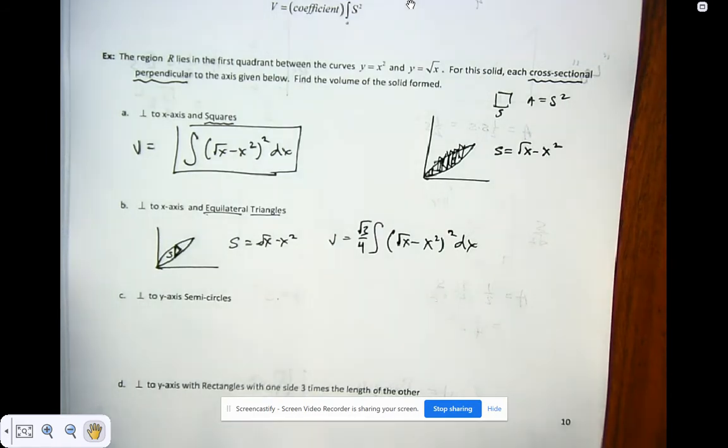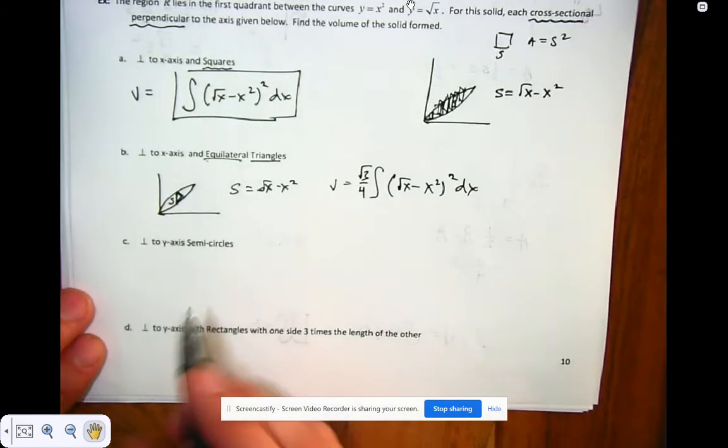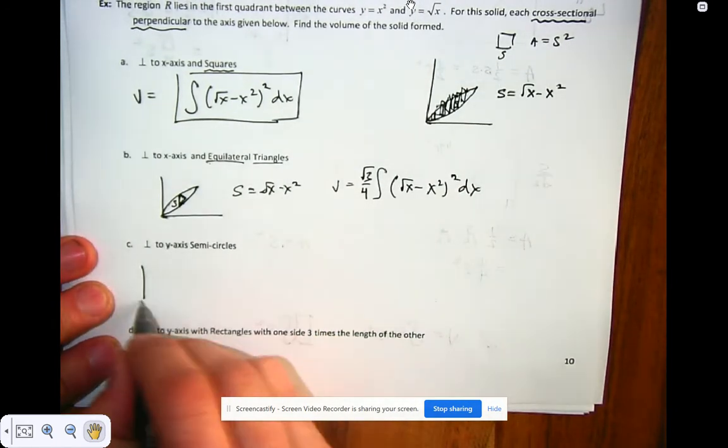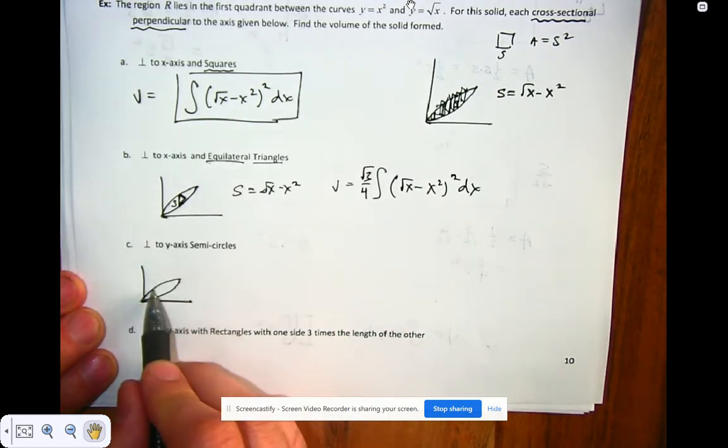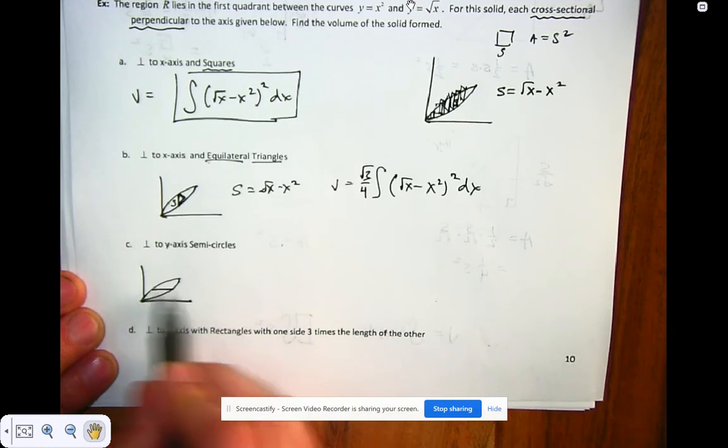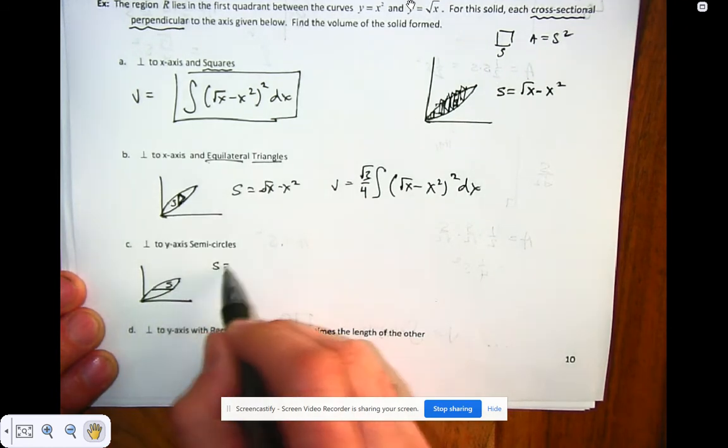Okay. All right. Let's do these next two. So we've got the same region, root x, y equals x squared, perpendicular to the y-axis. Okay, now it's this way, right? Y-axis perpendicular. Label that S. What is S? S is a line segment.